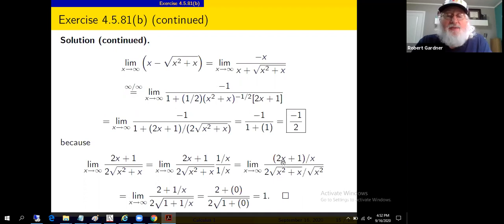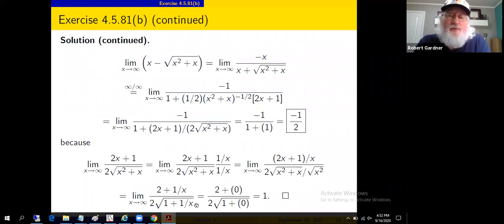Now, distribute the x's inside. We'll have 2x divided by x, which is 2. We'll have 1 divided by x, which is 1 over x. So here's your numerator. And we'll take this x squared, square root of, distribute that in the denominator under the radical. We'll have x squared divided by x squared, which is 1. And we'll have x divided by x squared, which is 1 over x.